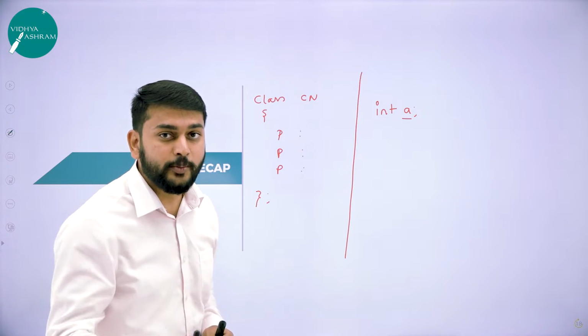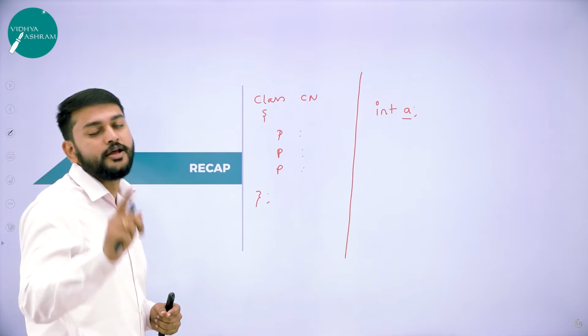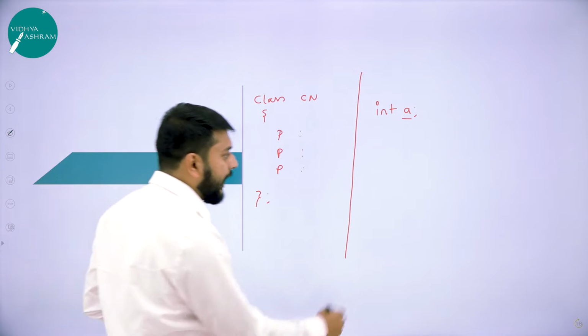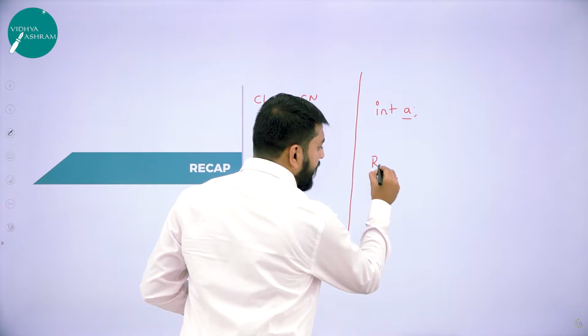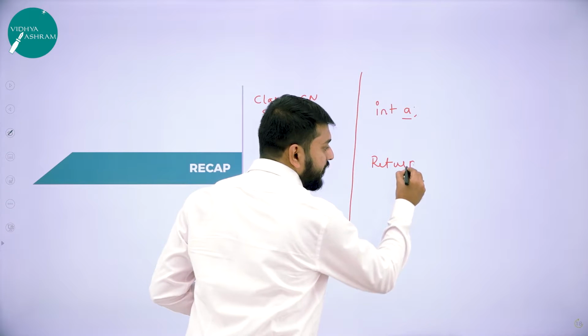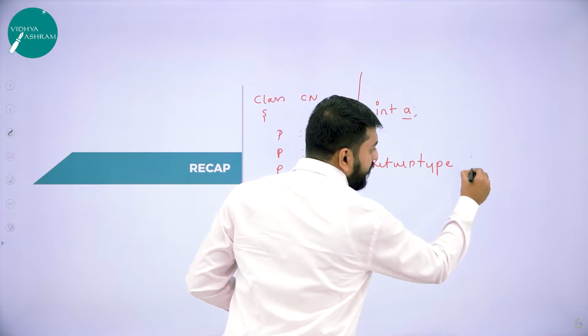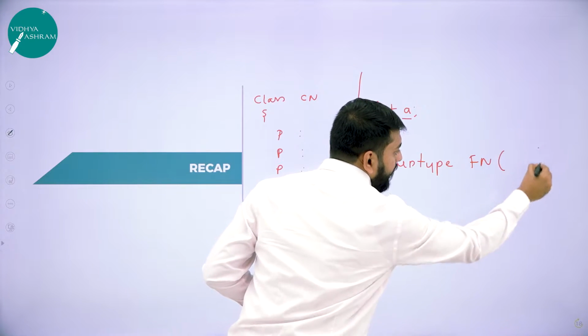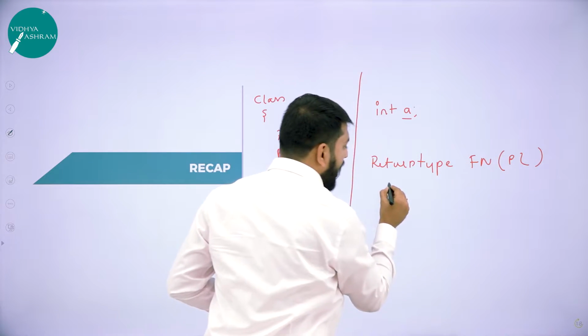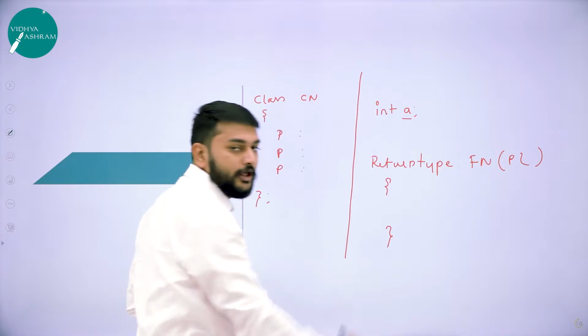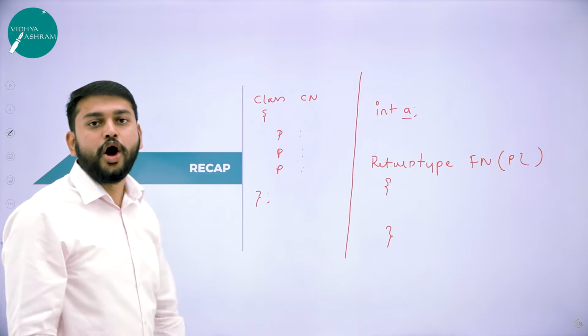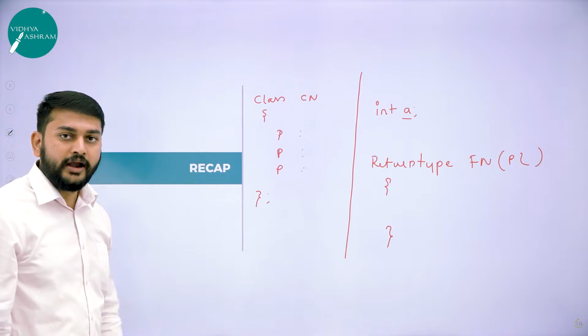What is the syntax of member function is what we discussed in the previous session. Let's have a quick recap. First we need to write the return type, and followed by the return type we need to write the function name and then parameters list. After that, opening flower bracket, closing flower bracket. This is the general syntax of a function, my dear students.